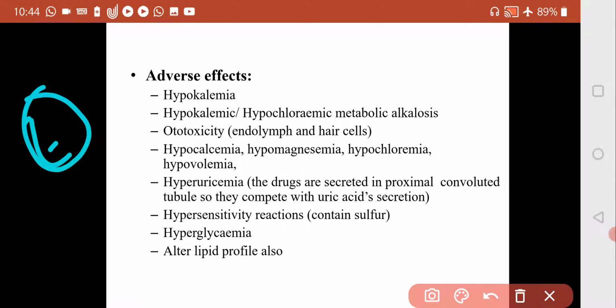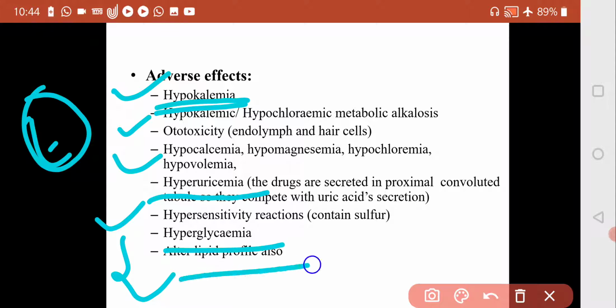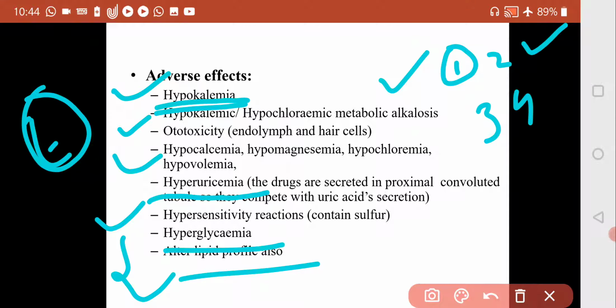So ultimately, if you want to remember, there is electrolyte imbalance. So it is hypokalemia, hypocalcemia, okay. Everything is hypo. One thing is hyperuricemia, okay. Then two others: one is a hypersensitivity reaction, and the second one is ototoxicity, okay. And another is hyperglycemia and altered lipid profile, okay. So there is 1, 2, 3 and 4. One is all the hypo. One hyper is hypersensitivity reaction, okay, and hyperuricemia. Third one is hyperglycemia, and the fourth one is lipid metabolic alteration.